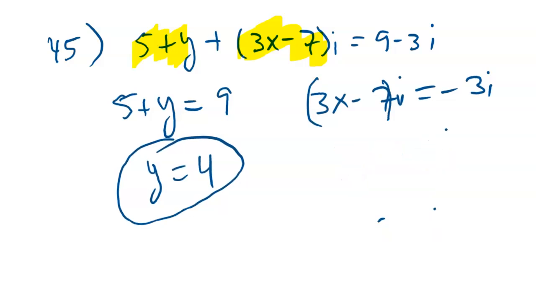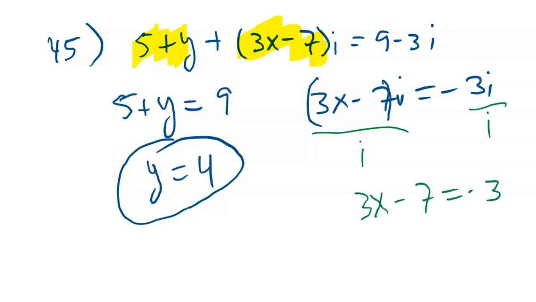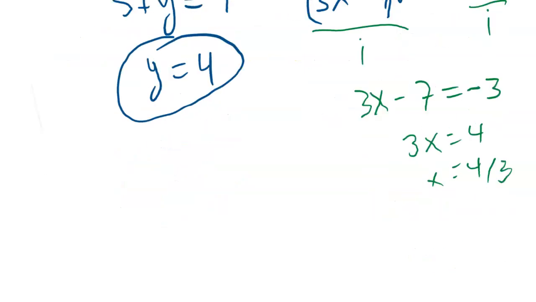And the reason we want those parentheses is I would probably first thing divide both sides by i. Divide by i, divide by i. You get 3x minus 7 is equal to negative 3. Yep. And then you get 3x is equal to 4. And then x is equal to 4/3. All right, not bad. Not bad. On to 47.